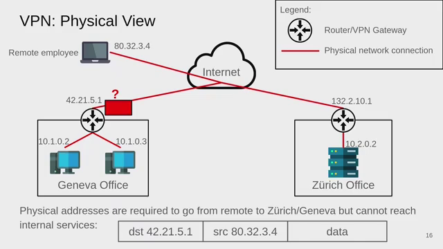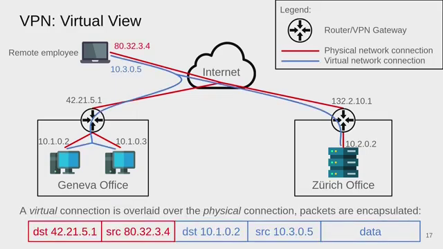Now, if we turn on a VPN and we configure a VPN, in addition to our public address, we also get an internal address. So we are the remote employee that now turns on the VPN service, and we get a virtual address, for example, 10.3.0.5, which positions us in the remote office area, for example, right? And we are being routed through the VPN between the Geneva and the Zurich offices. Now, the virtual connection is overlaid over the physical connection, and packets are being encapsulated in here.